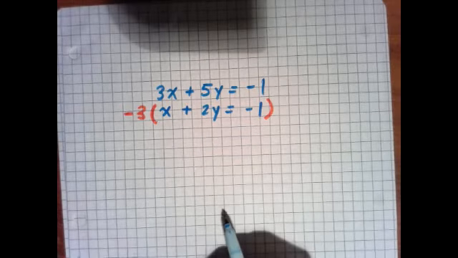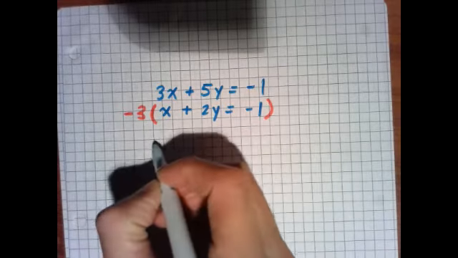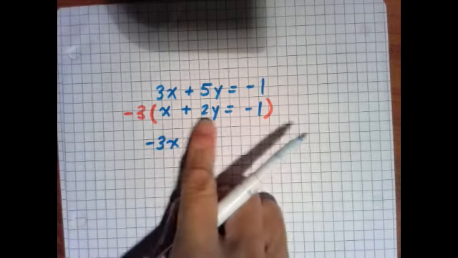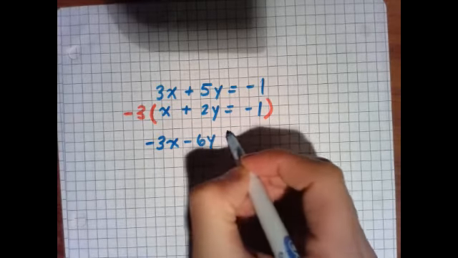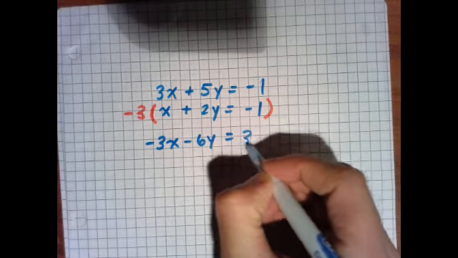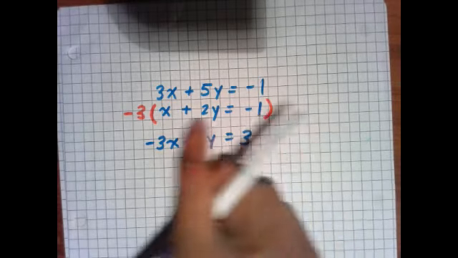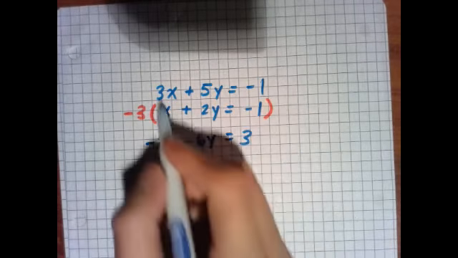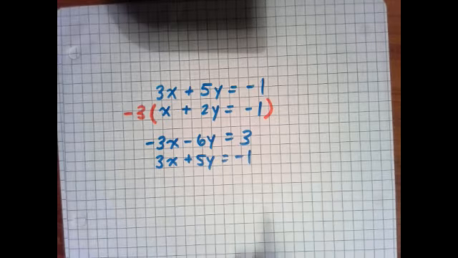So if I do that, my new equation would become negative 3x, because negative 3 times x, and then negative 3 times 2y would be negative 6y, equals, and then negative 3 times negative 1 would be positive 3. So this is the new equation that we got from this second equation by multiplying all of that by negative 3. I'm going to rewrite this first equation right next to it. 3x plus 5y is equal to negative 1.